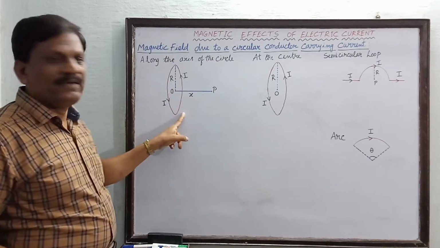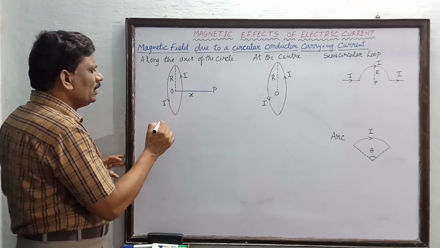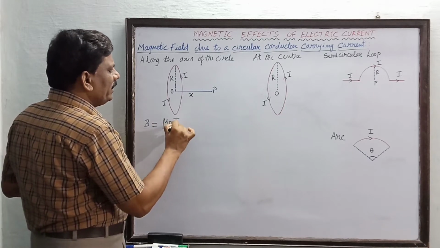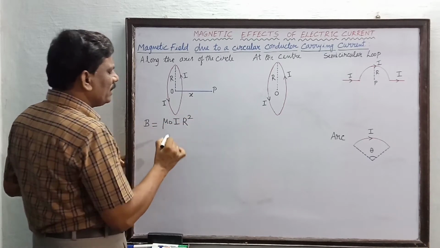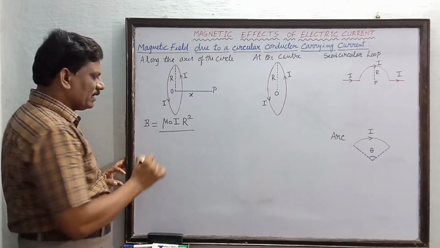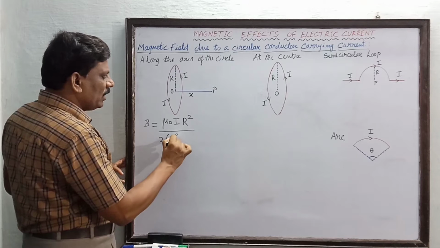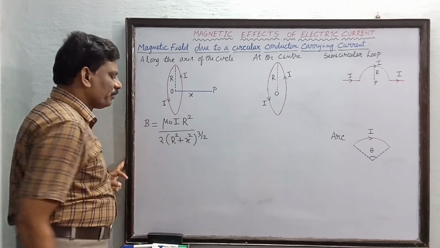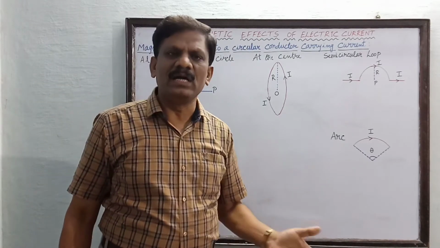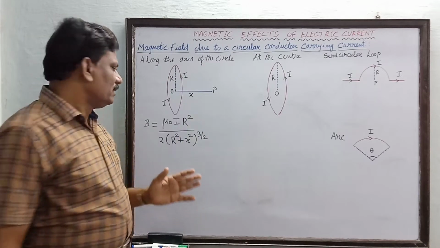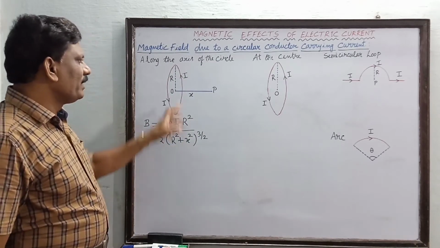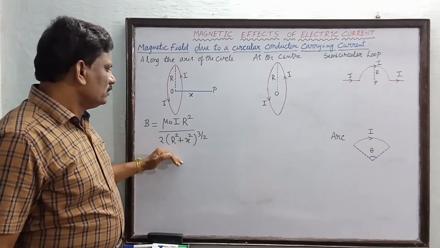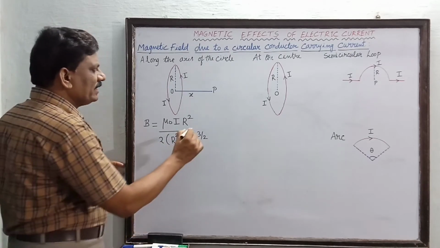Now we have derived an expression for the magnetic field due to a circular loop, that is B equal to mu naught I into R square divided by 2 into R square plus x square whole to the power of 3 by 2. So this is the general expression, is it not? Now this is for a single loop, this is for a single turn.